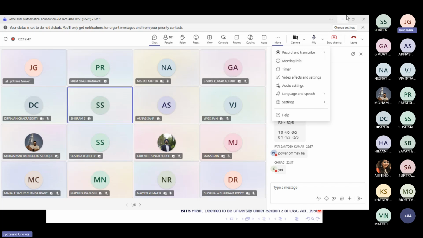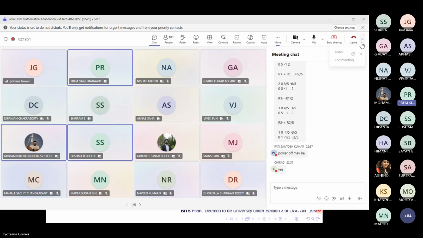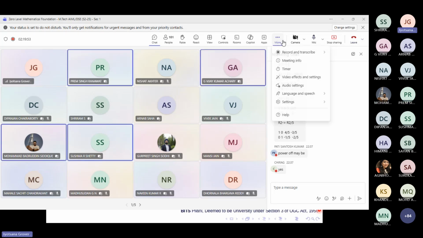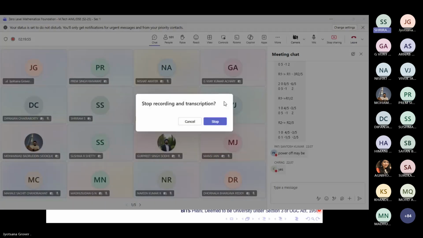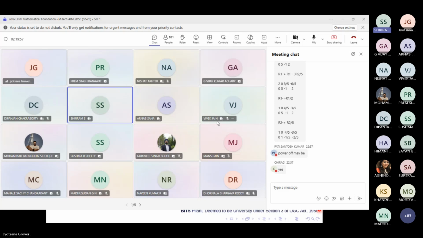Should I continue? Maybe tomorrow we can. Okay, fine. For the Foundation, will you be coming, madam, or will someone else conduct? I will not be there. I cannot come.